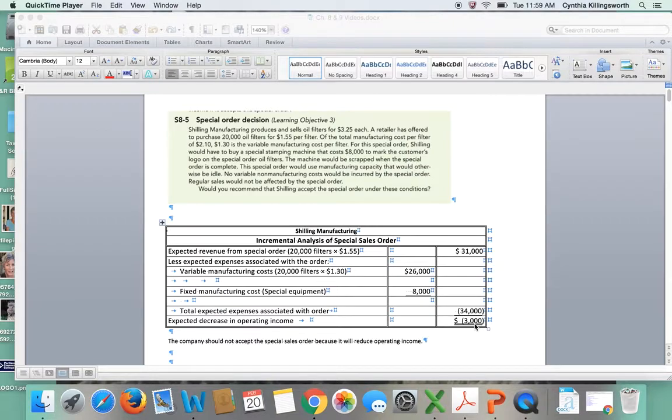So this is the type of scenario that we'll go through, where we'll have a particular thing to consider, and then we'll have to decide, should we do it or shouldn't we do it? In this case, we shouldn't do it.